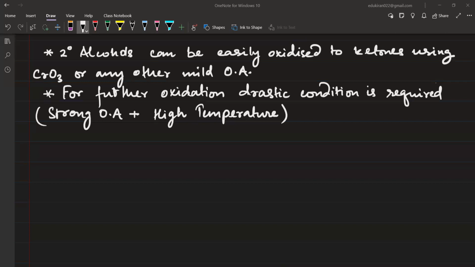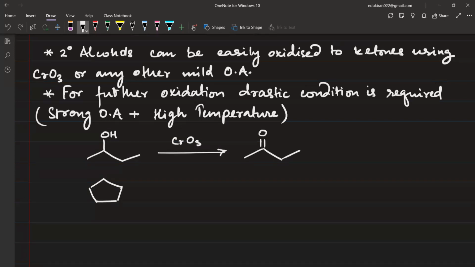First part, let us see the reaction. I have carbon. Let me write some examples. I have something like this. This is a 2-degree alcohol, and I'm using CrO3. So what will happen? The number of carbon atoms will be same as it is. Same thing. Everything same. Just the OH will become double bond O.